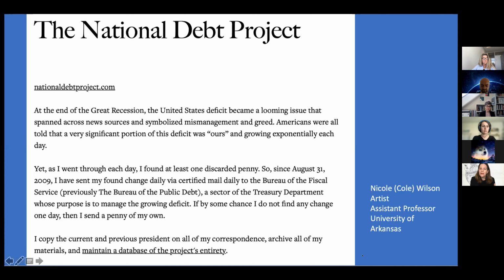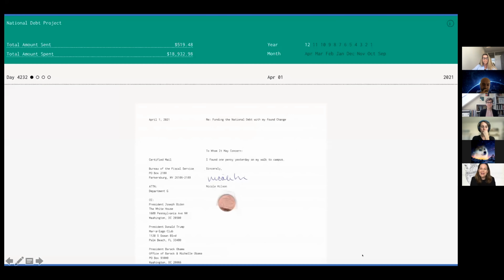Cole has a project where around the same time that Beeple started making work, she was really affected by the conversation in the US around the global financial crisis and the size of the US national debt. And so what she started doing is seeing spare change on the ground, picking it up and mailing it to the part of the US government that's in charge of overseeing the debt. So she has done this every single day since roughly 2008, 2009.